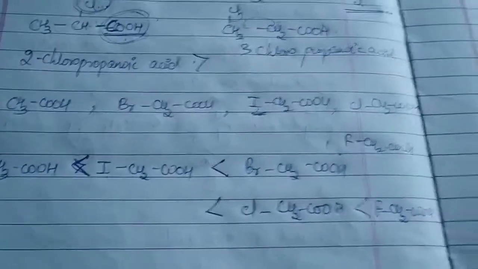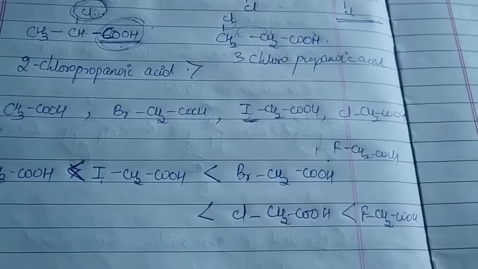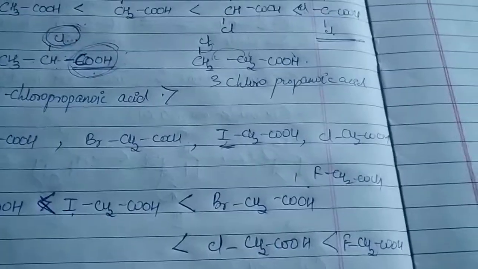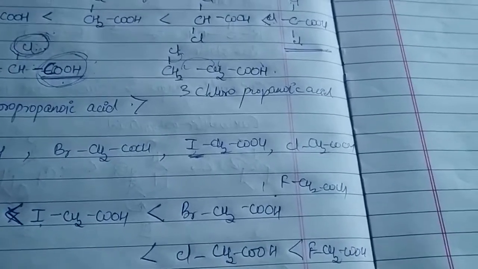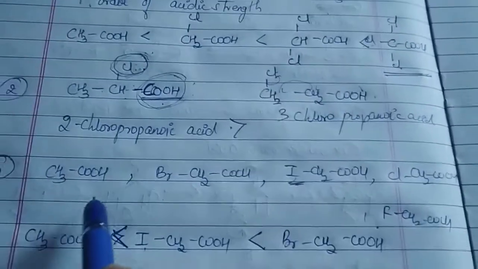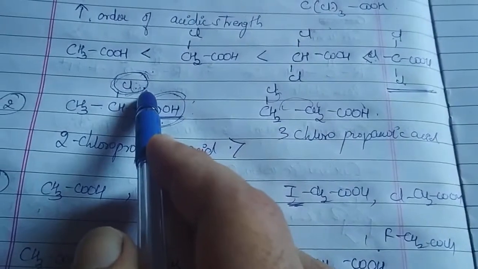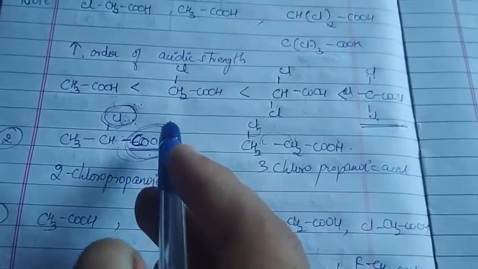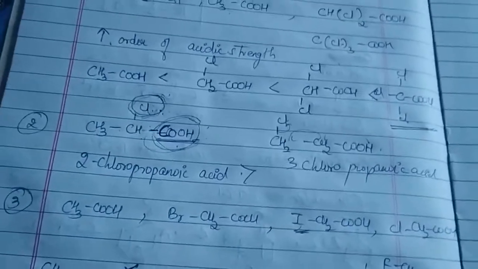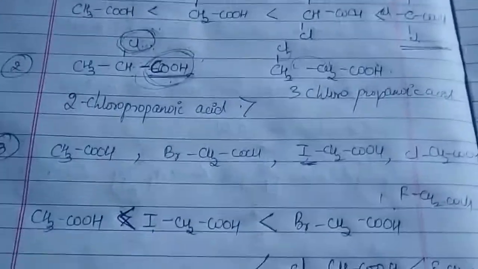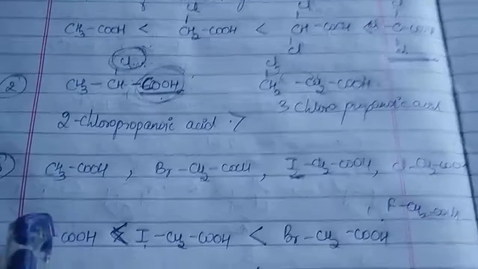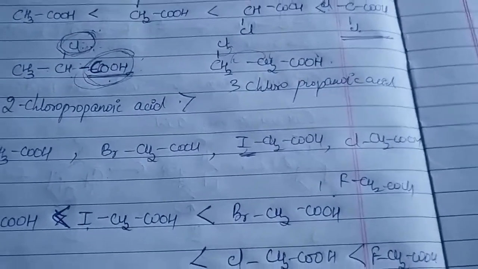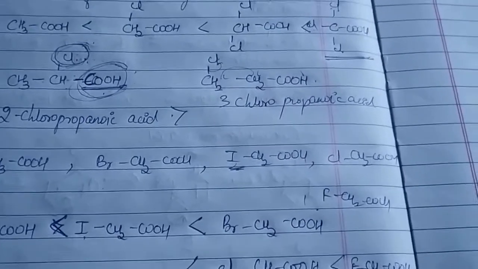So we came to know three major aspects. As the number of electron withdrawing groups increases, acidic strength increases. First important thing. Secondly, when electron withdrawing groups are present in a position nearer to the carboxylic group, the acidic strength increases. And the third major aspect, as the electronegativity of your halogens increases, your acidic strength also increases.